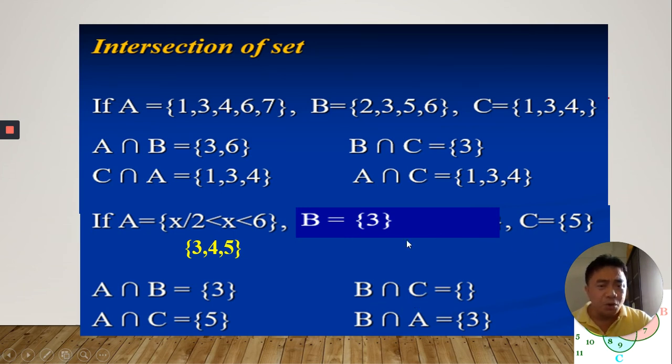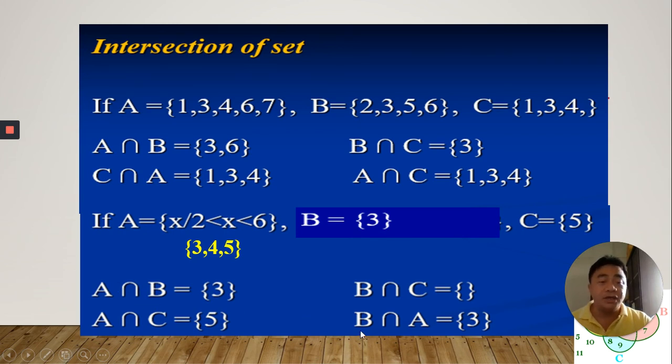B intersect C, no common member. That's why we answered that as empty set. So remember that we have two symbols for empty set. The one is like this, and the other one is like a circle, like O with a crossing bar. That is for this B intersect with C. B intersect with A is the same as A intersect B, so we can swap.